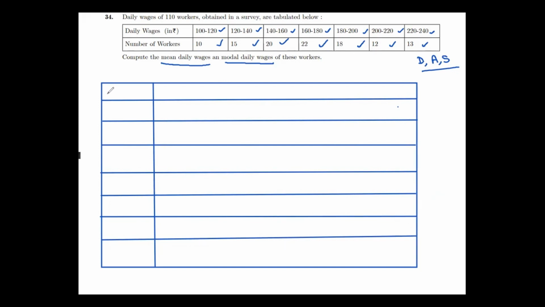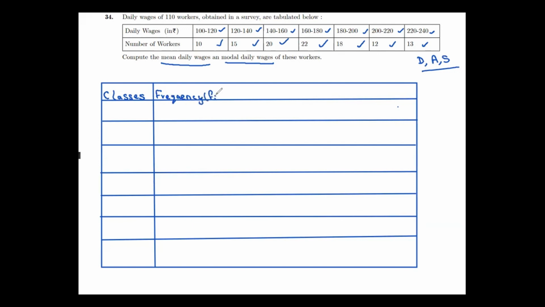So first column, classes. Here they mention daily wages. You can write even that in the bracket here. Whatever they mentioned, you can mention here in a bracket. And second one, number of workers. Frequency, that is number of workers, according to this question.